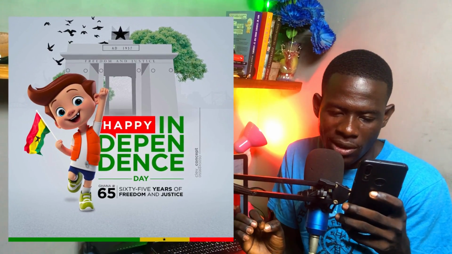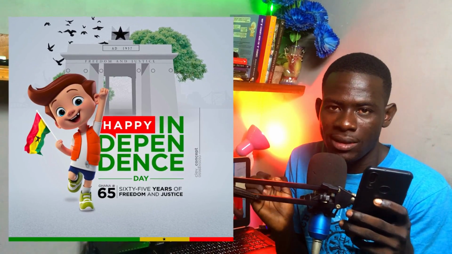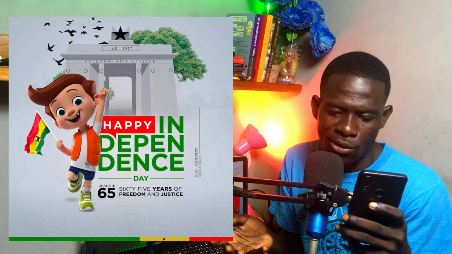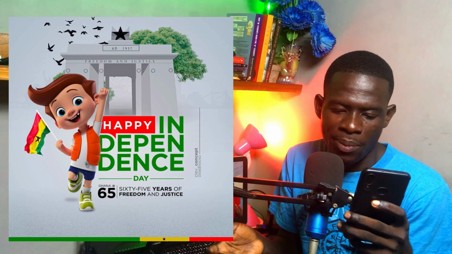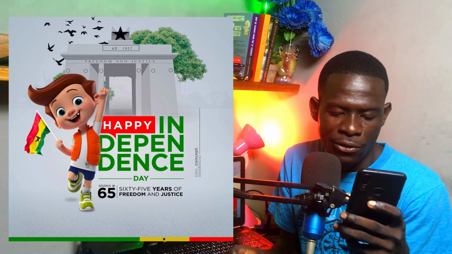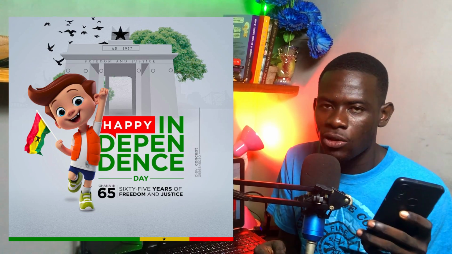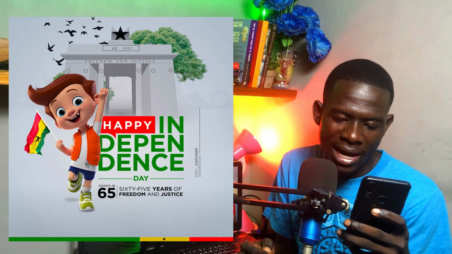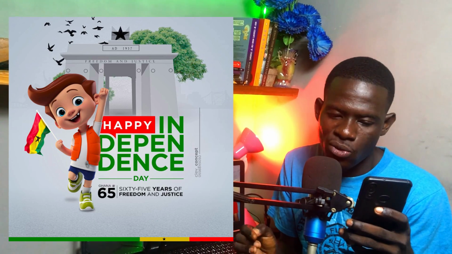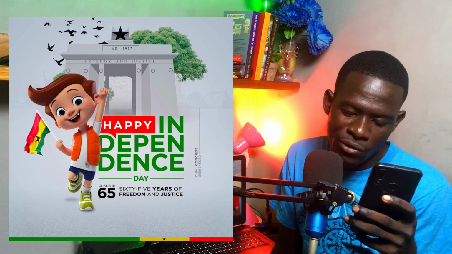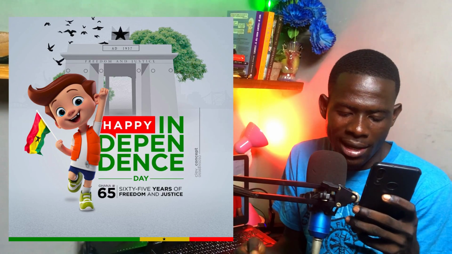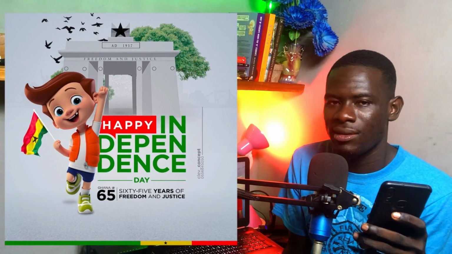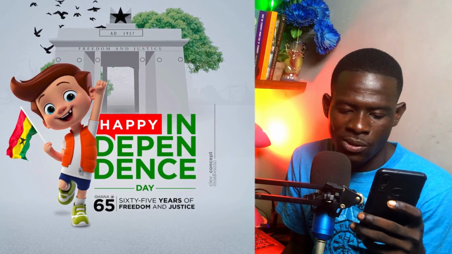So just a simple design, straight to the point, that tells you the exact story of what it wants to say. The Happy Independence Day, 65 years of freedom and justice, with one toy that is happy at the left side, and then some really cool background. I think this is also really nice. And then he used the Ghana flag at the very bottom as some rectangles over there as well. This is also really cool. There are some really amazing designers here in Ghana. I'm telling you the truth.